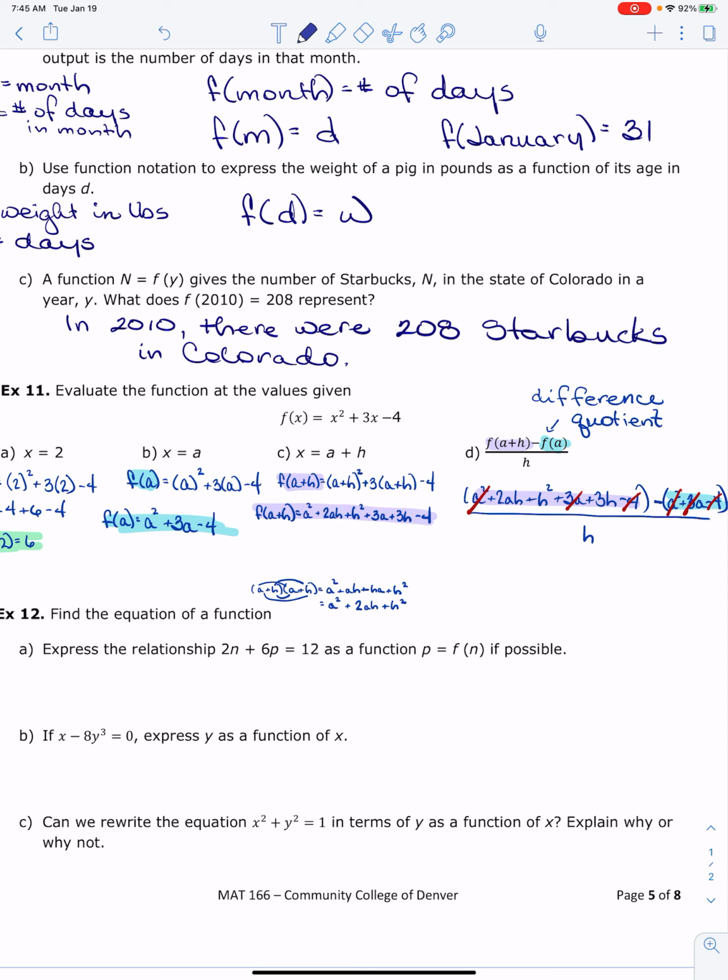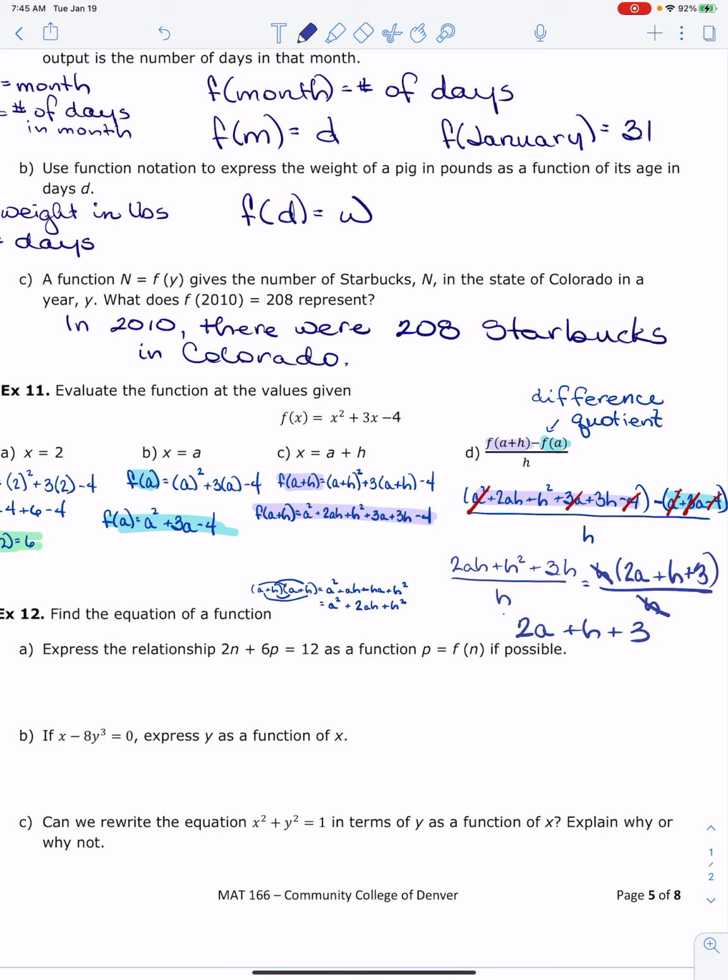And so let's take a look at what we have left. I've got 2ah plus h squared plus 3h all over h. Here is the second thing you want to be aware of. Everything in the numerator has an h in it, so I can factor that h out. I'm left with 2a plus h plus 3 all over h. And so these h's cancel. And that is the second thing that should happen.